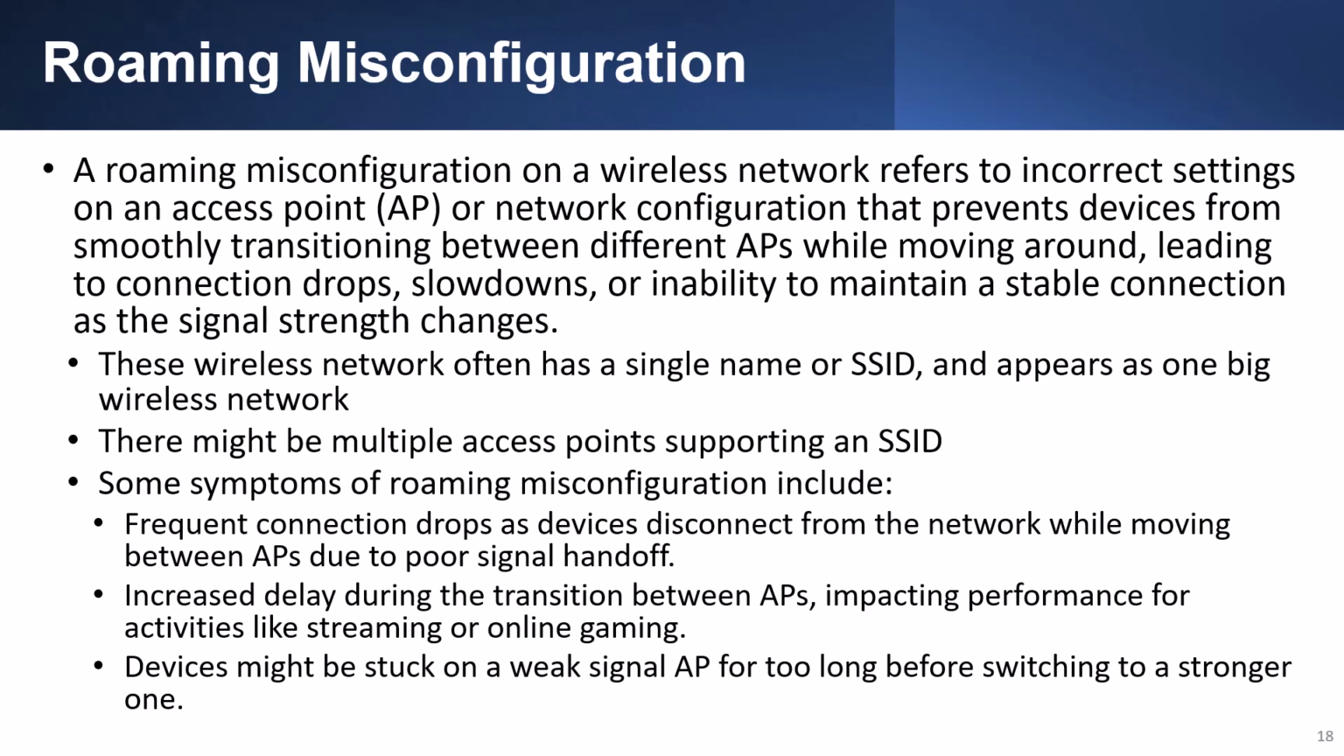Some symptoms of roaming misconfiguration include frequent connection drops as devices disconnect from a network while moving between APs due to poor signal handoff. Increased delay during the transition between APs, impacting performance for activities like streaming or online gaming. Devices might be stuck on a weak signal AP for too long before switching to a stronger one.